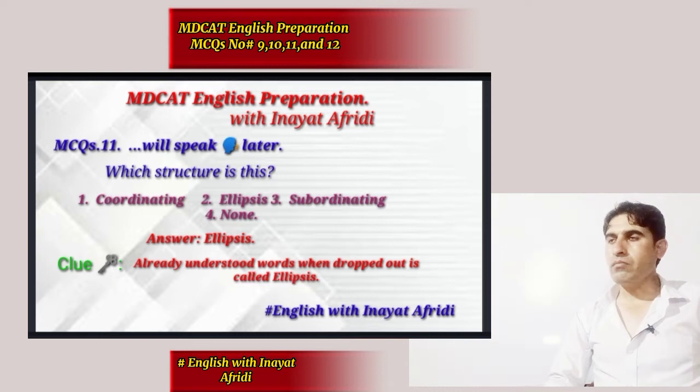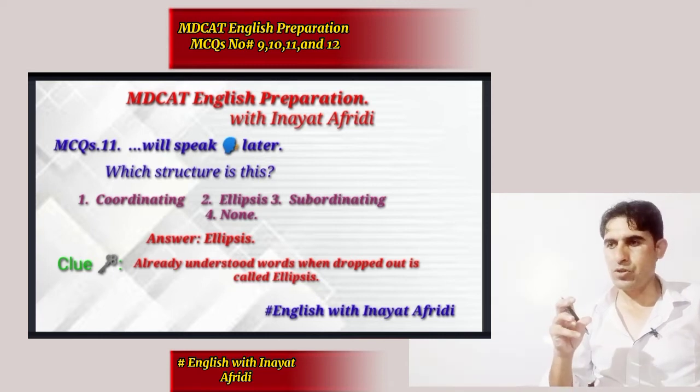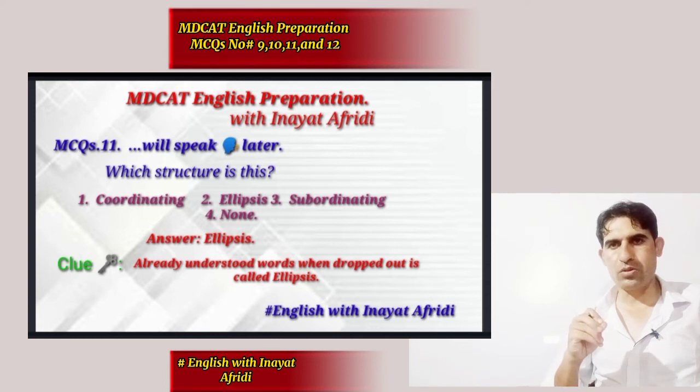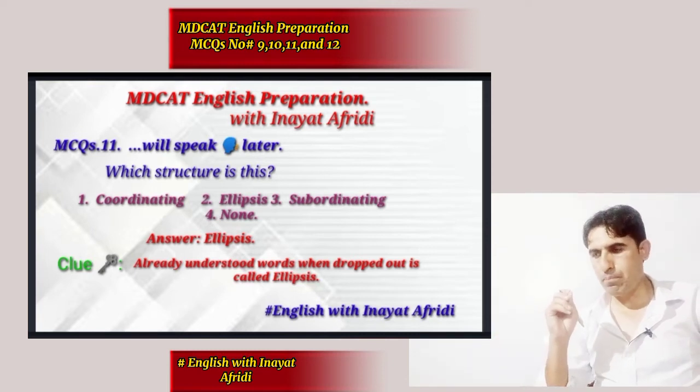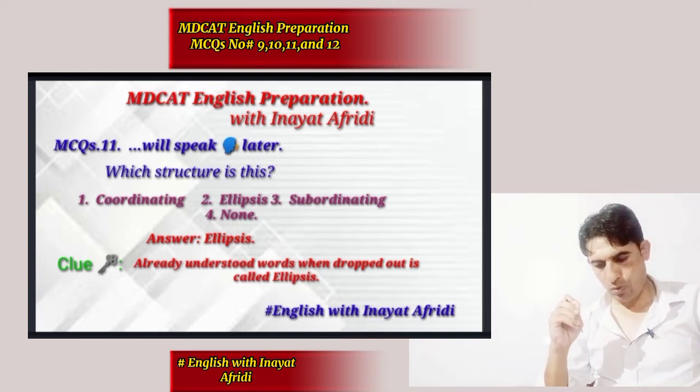Now, remember that sometimes when the situation is already understood, or we already know the meanings of some words, we drop them out of the sentence and we put three dots, and they are called three-dot ellipses. So according to this, the answer is option number two, ellipses.